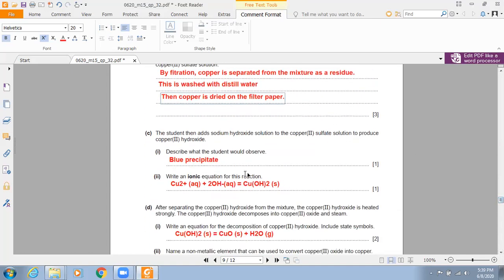Next one, describe what the student would observe. Look at the question. A blue precipitate would be observed, because you know that sodium hydroxide is added simply to identify the metal ion present, and here copper ion is present. So copper ion will react with sodium hydroxide to form copper hydroxide, which is a blue precipitate, and I have written this equation here.